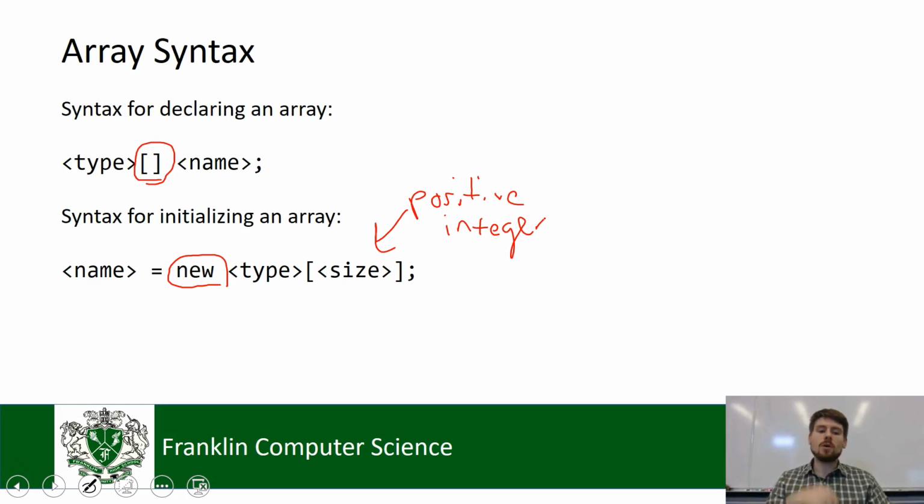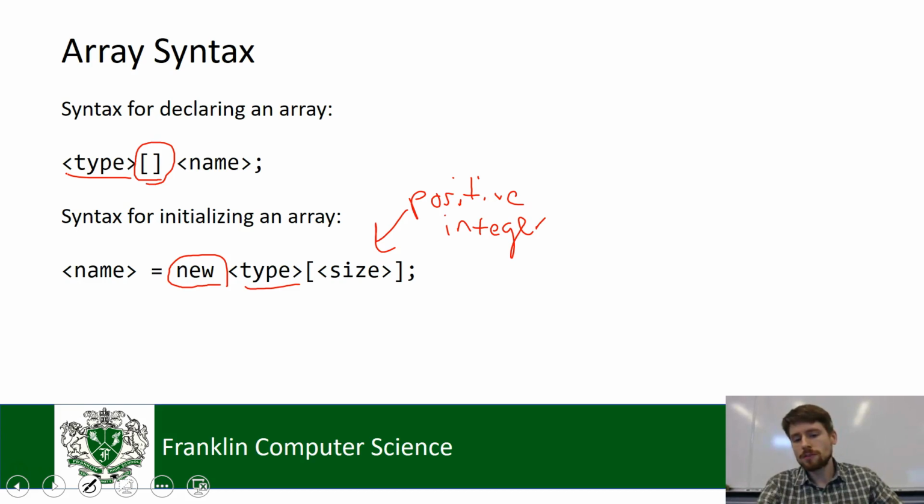It's going to stay that size the whole time. And these two have to match up, those types have to be the same type. It doesn't make sense to declare a type of a bunch of strings and then make an array of integers. Those need to be the same.